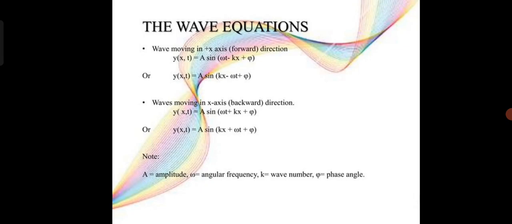And there is also a wave moving on the x axis in the backward direction. We have discussed the forward direction before; in the backward direction, y of x comma t equals a sin of omega t plus kx plus phi. We can also write it in another form: y of x comma t equals a sin of kx plus omega t plus phi.